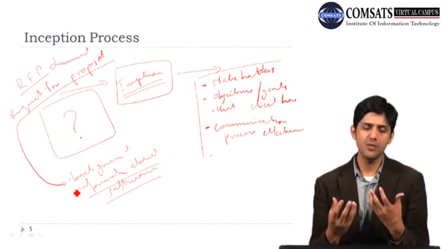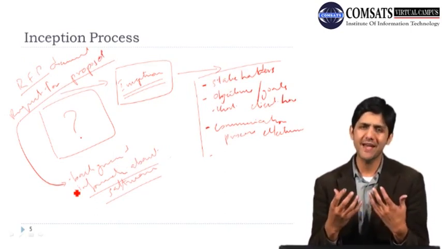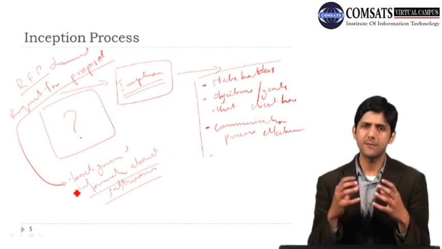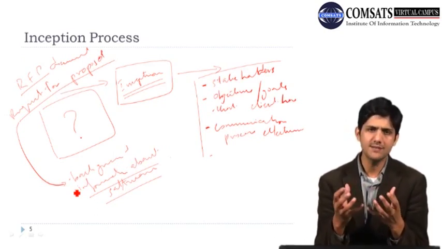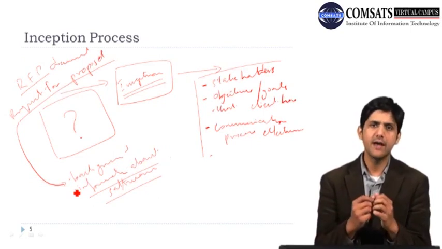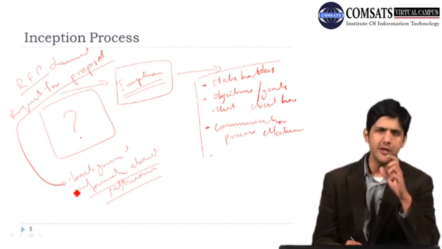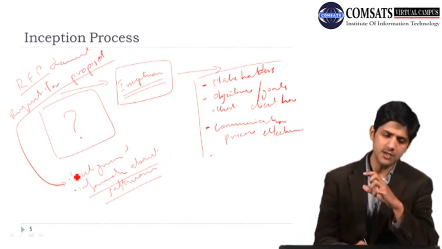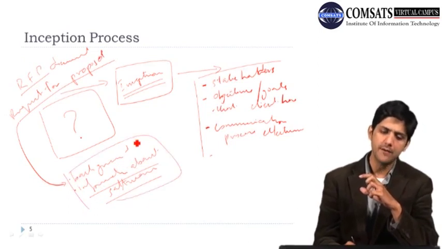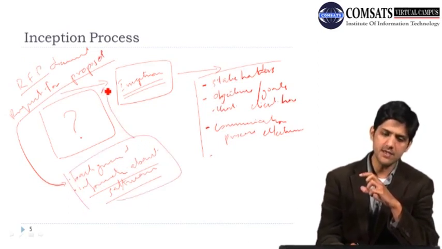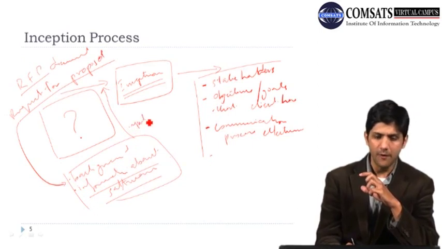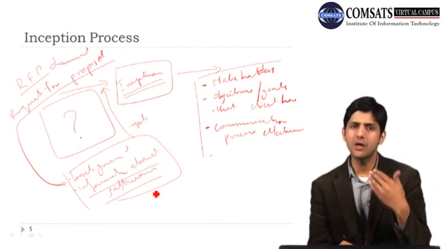You would know the background, to some extent, who actually wants this and what they want, and this is not the only input that you take in the inception process. So these are two possible inputs to our inception process. But these are not the only things that you would have in your hand.